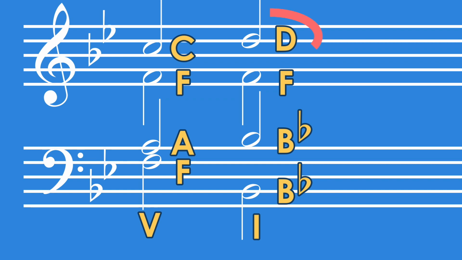The last thing to look at is the highest note of the final chord. In this case, it's a D. What is a D in a B-flat chord? If we look down here, we can see that the D is the 3rd of the chord. In this case, this note is what makes this cadence an imperfect authentic cadence. If this note was a B-flat, this would be a perfect authentic cadence.